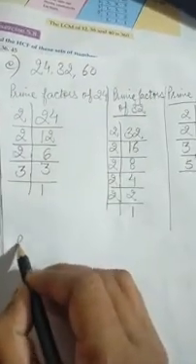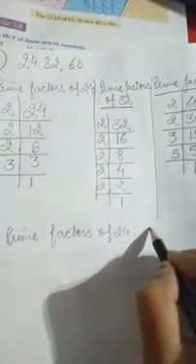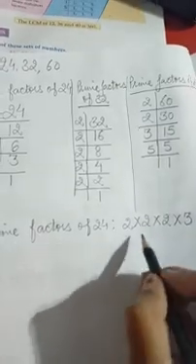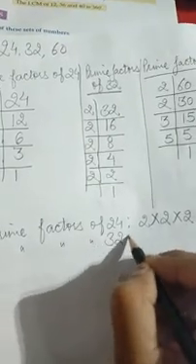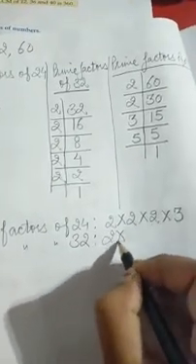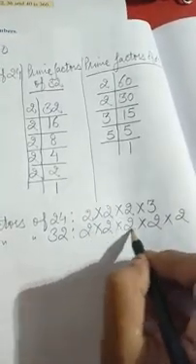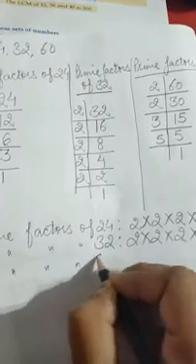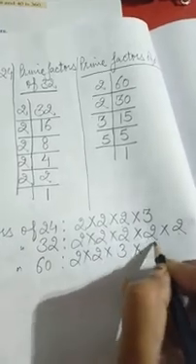So here we will write prime factors of 24. What are the prime factors of 24? 2 multiply 2 multiply 2 multiply 3. 2 2s are 4, 2 is 8, 3 is 24. Prime factors of 32. What are the prime factors of 32? 2 multiply 2 multiply 2 multiply 2 multiply 2. 2 2s are 4, 2 is 8, 2 is 16, 2 is 32. Then prime factors of 60. 2 multiply 2 multiply 3 multiply 5.